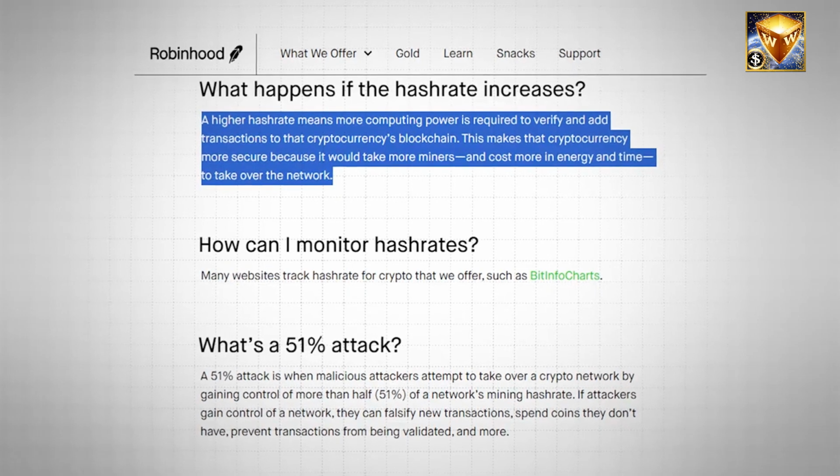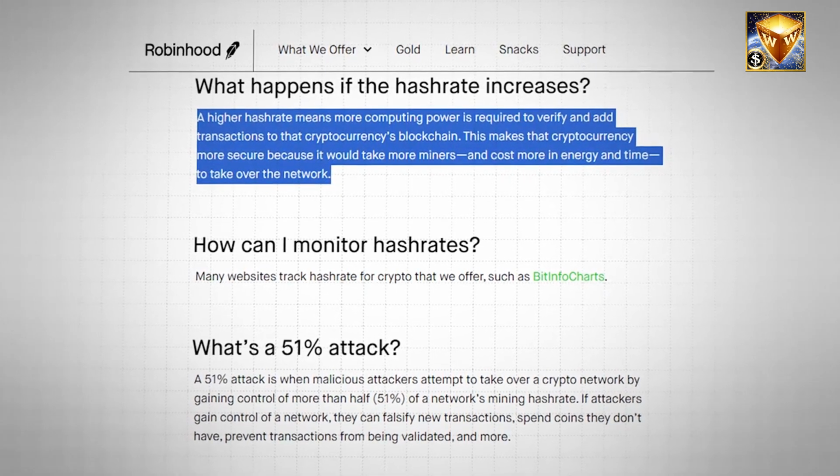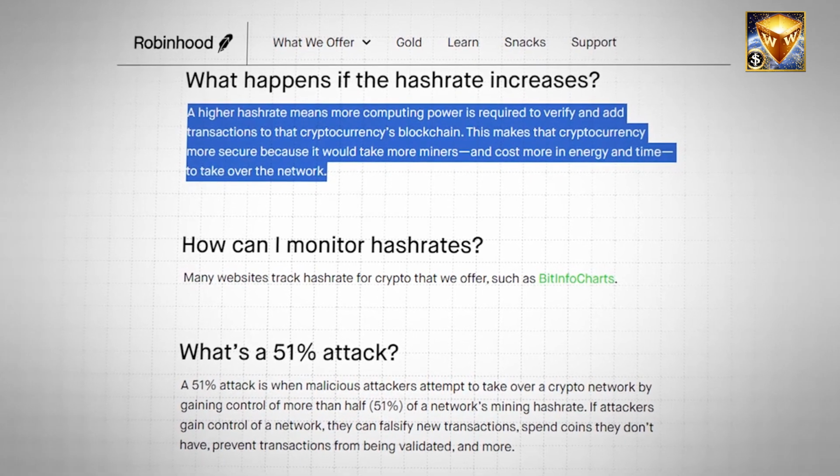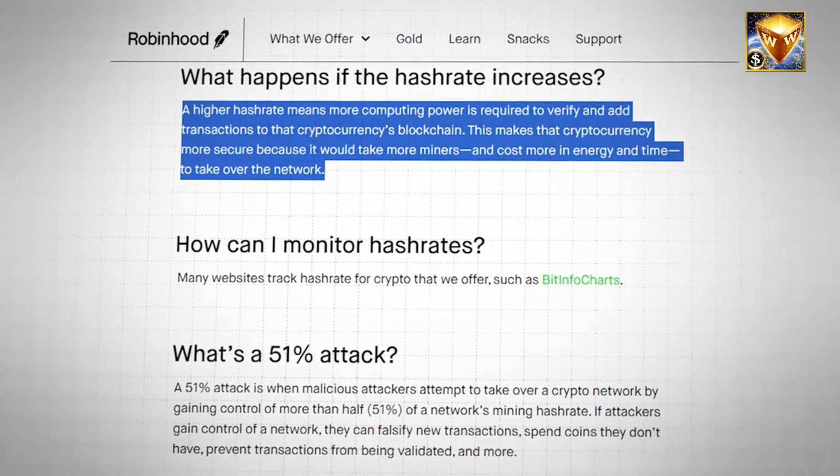So, why do we care about the hash rate? Well, it's a big deal for the network's safety. When you hear about a blockchain's hash rate being high, think of it as a good sign that the network is strong and secure. More computing power means it's tougher for hackers to break in or mess with transactions.